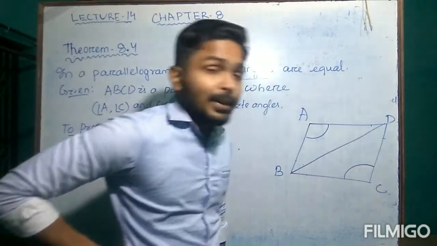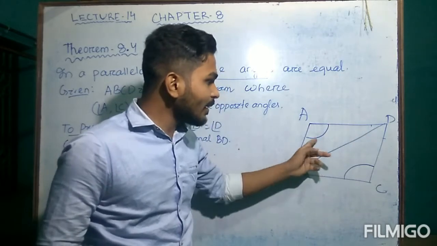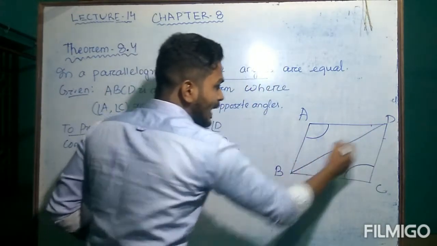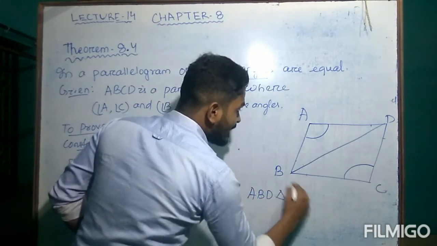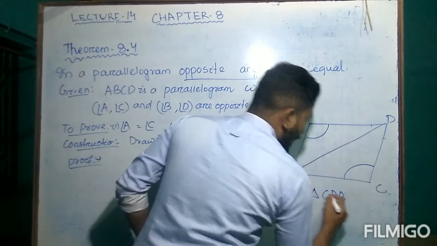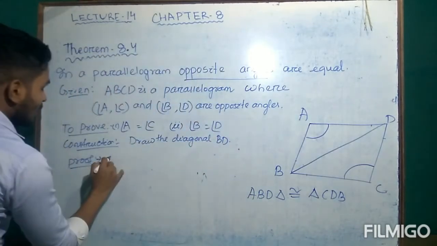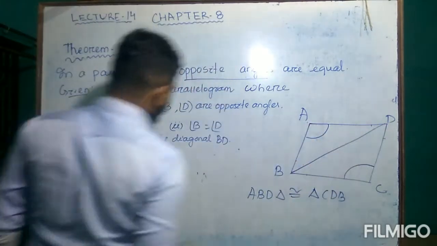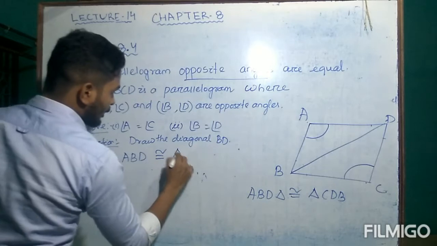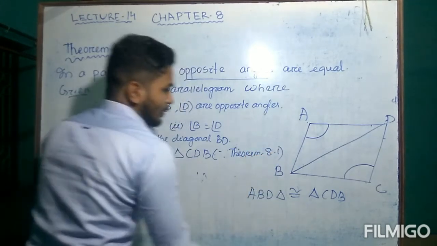Okay, so now let us prove. Since from theorem 8.1, whenever we draw any diagonal of a parallelogram, this diagonal divides the parallelogram into two congruent triangles. So when we draw the diagonal BD, two triangles are formed. Which two triangles? Triangle ABD and triangle CDB. These two triangles are congruent due to theorem 8.1. So simply you can write, triangle ABD is congruent to triangle CDB, due to theorem 8.1 as we have discussed.